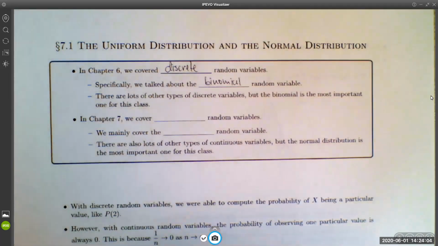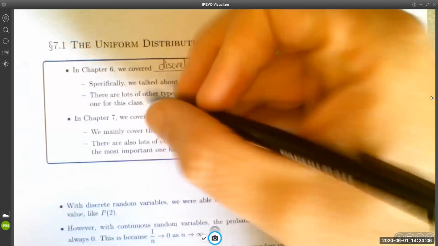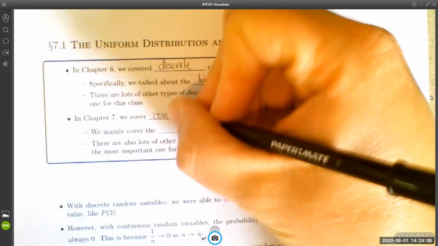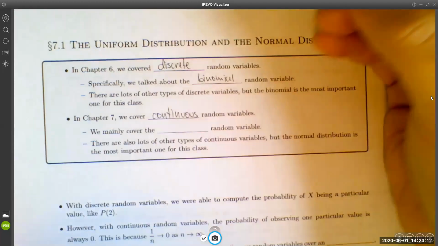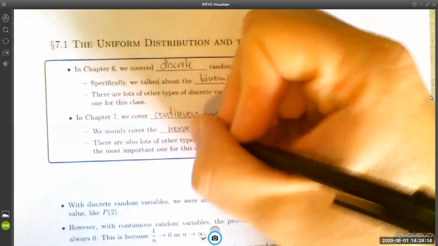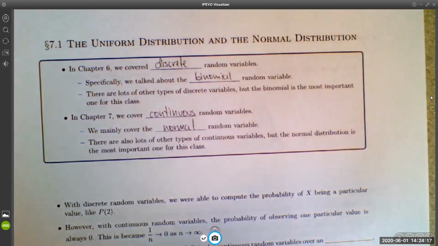We have a similar kind of thing in chapter 7. We're going to be covering continuous variables in chapter 7, but we're mainly going to talk about the normal random variable.